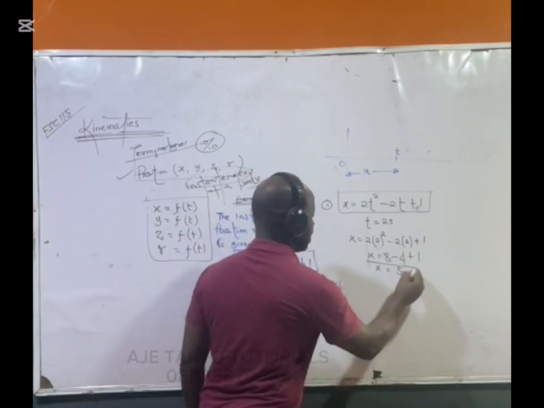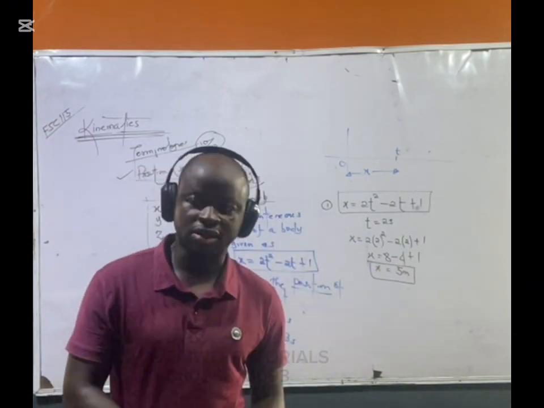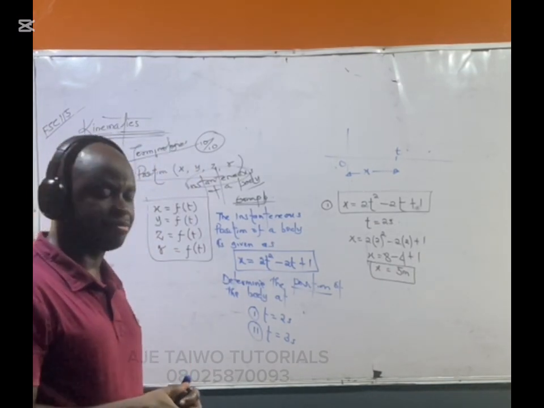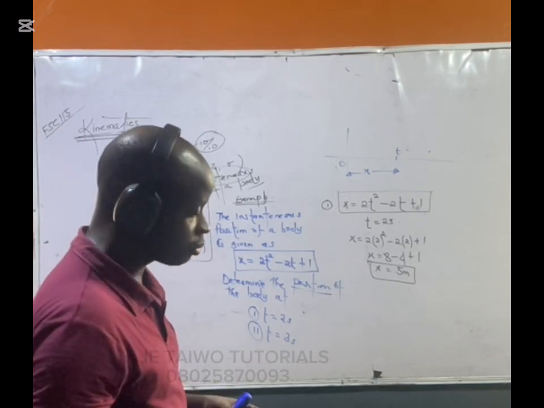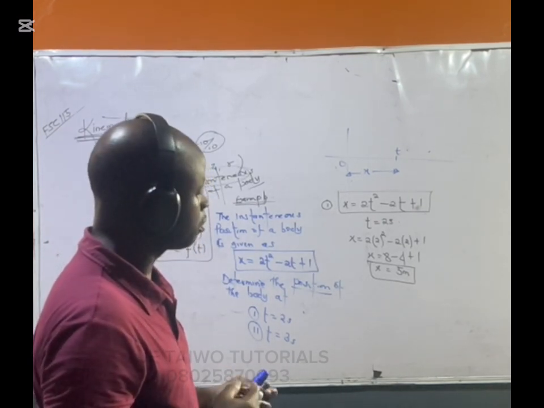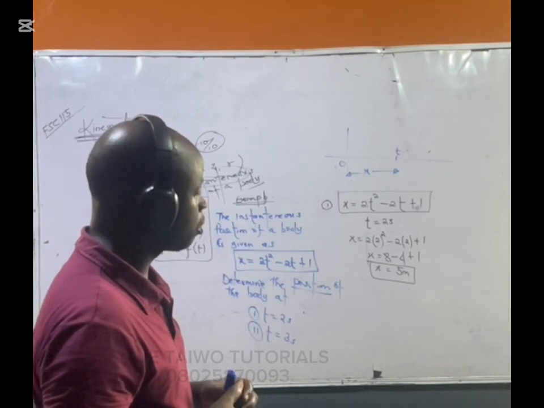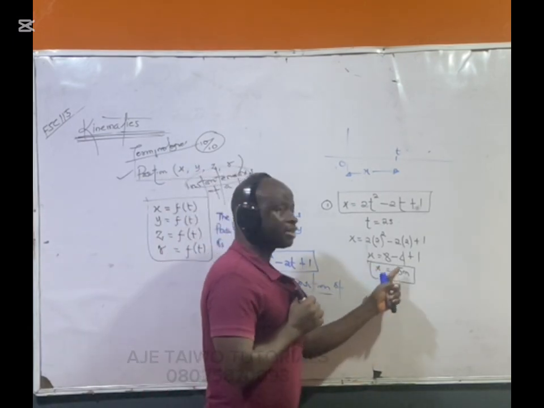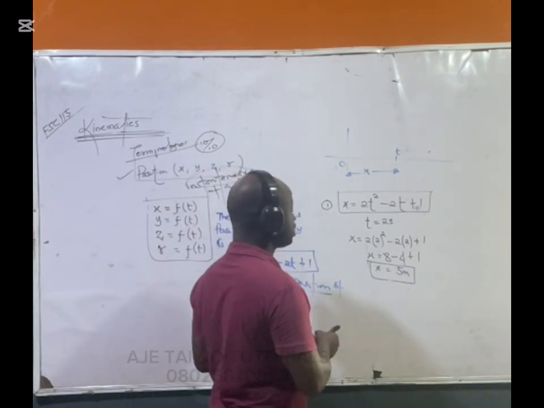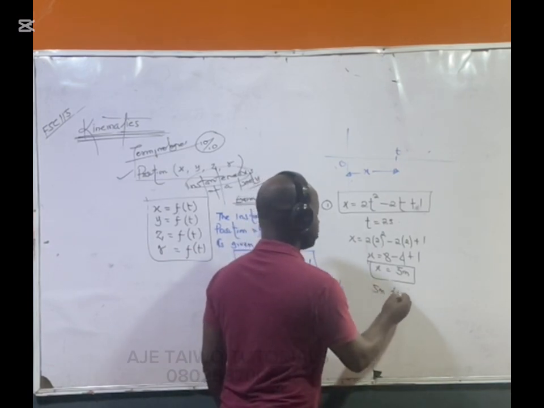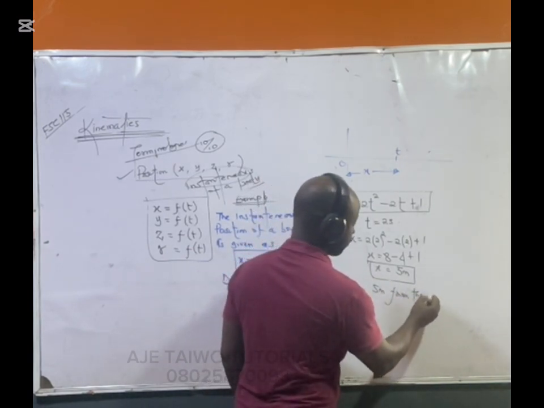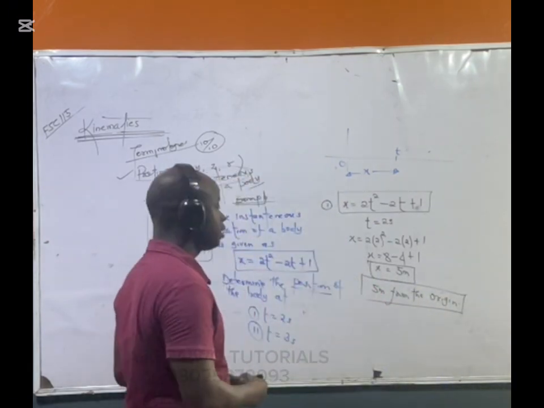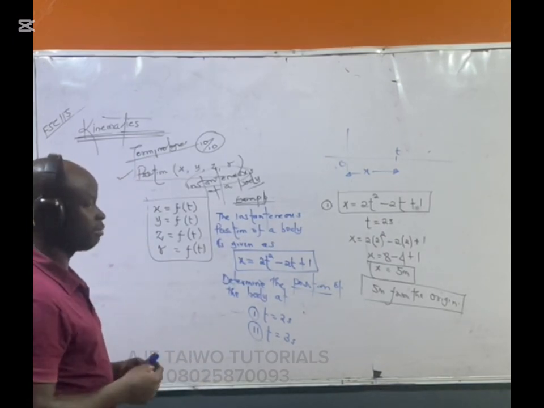Who can interpret this answer? What does the 5 meter mean? Say it when it should be said. What does the 5 meter mean? I can't hear you. 5 meters from the origin. You will say the body is positioned 5 meters from the origin, from the reference plane. That is what I want you to say. The body is positioned 5 meters from the origin.